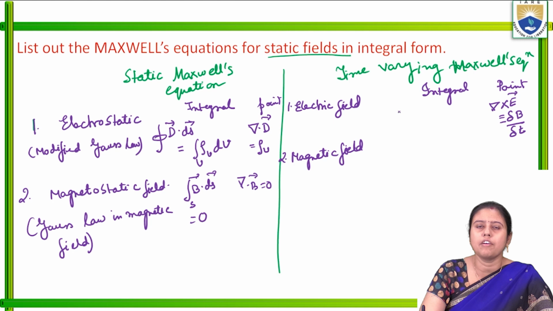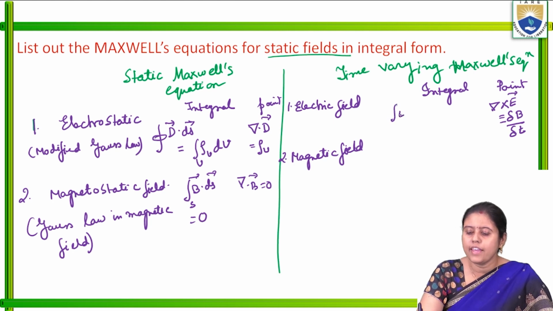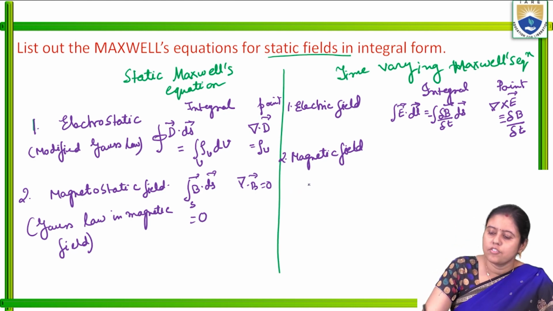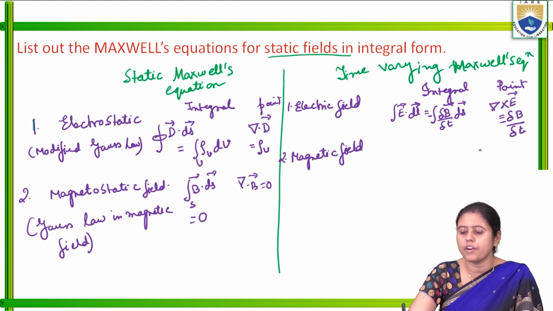As we have discussed in our previous lecture, integral E dot dl is equal to minus the integration of del B by del t into ds. So this is the electric field. If we move to the magnetic field, first the point form, what is the point form?